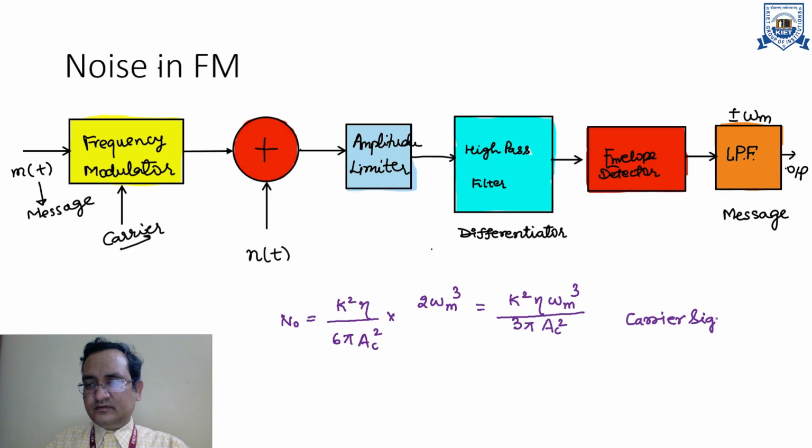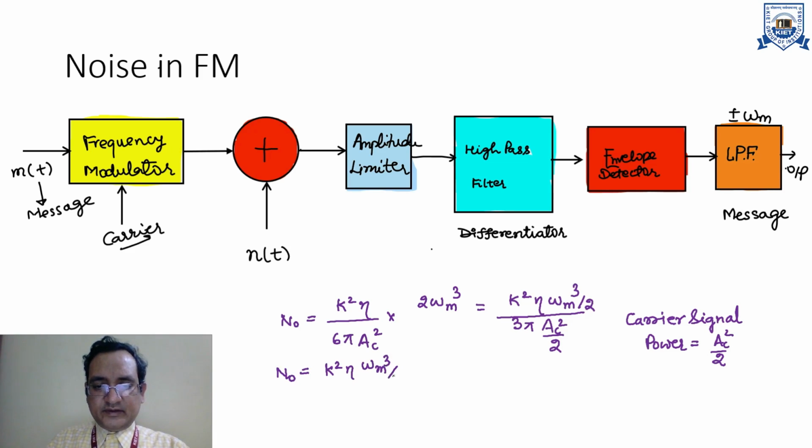signal power for the frequency modulation is given by AC square by 2. So we can take this value AC square by 2 and divide by 2. So we will get N naught is equal to k square eta omega m to the power 3 divided by 3 pi into the power of the carrier signal.